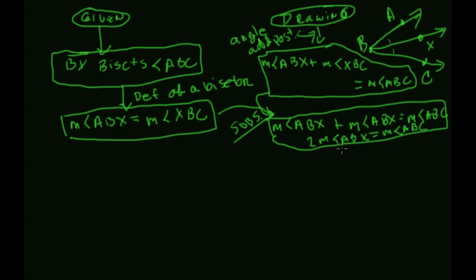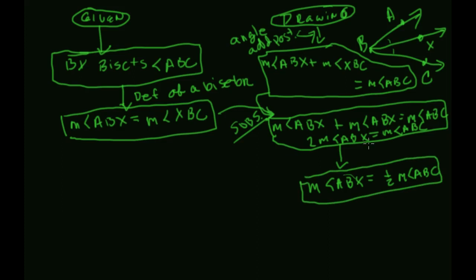Okay, so that's got me partway home there, right? Because if I have 2 times this and it's equal to that, then I divide both sides by 2 and I get the measure of angle ABX is equal to 1/2 the measure of angle ABC. And if you rewind the video and look at the previous screen, this is actually one of the 2 things that I'm trying to prove. So I've proven one of them. Yay. All right, so I did that by the division property, right? I divided both sides by the same thing, giving the division property.